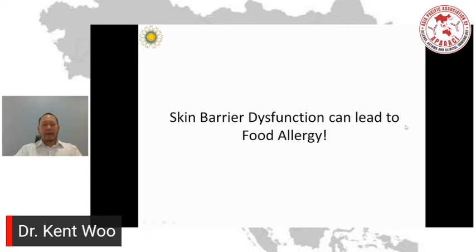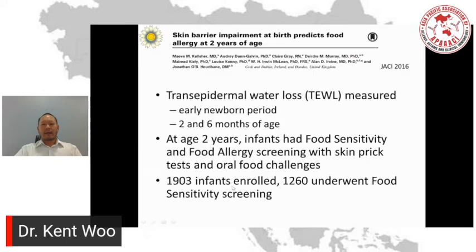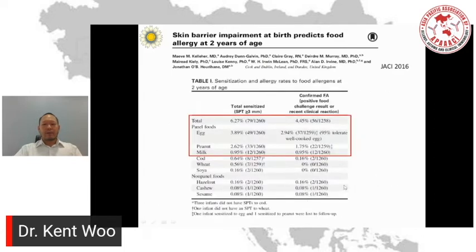Now, I'm going to start off by saying that skin barrier dysfunction can lead to food allergy. And this is one of the most interesting papers that was published in JACI in 2016, where they measured transepidermal water loss, which is a marker for skin barrier dysfunction. They measured it in the early newborn period, 2 days of life, and at the second and sixth month of age. And at 2 years old, these children then had food sensitivity and food allergy screening through skin prick tests and food challenges. A total of 1,260 underwent food sensitivity screening. And this was what the results show.